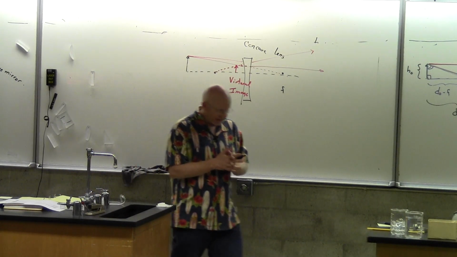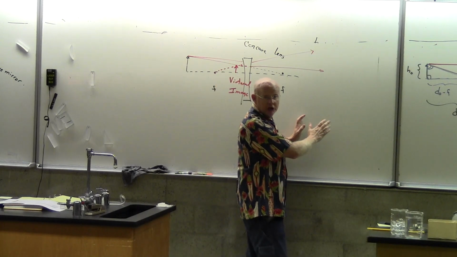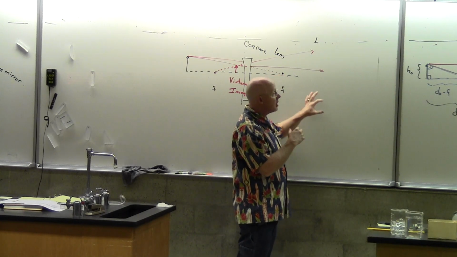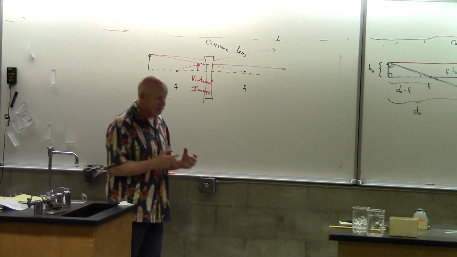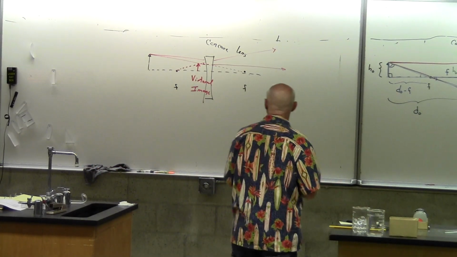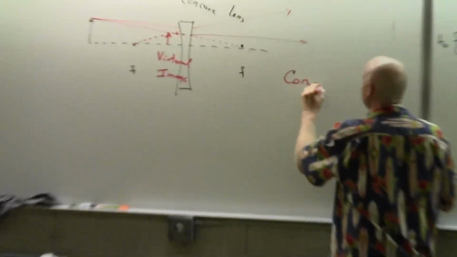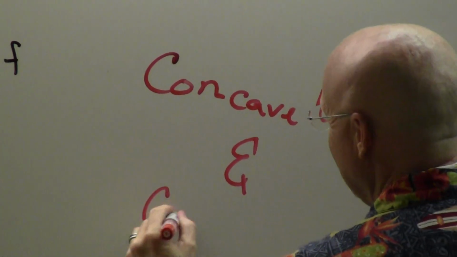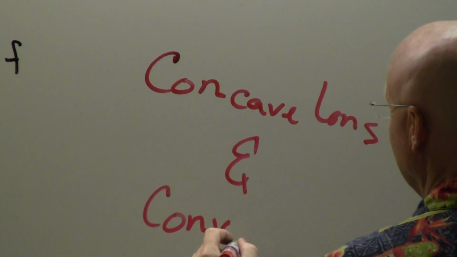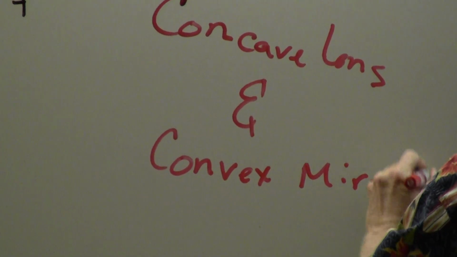Well, since we're out of time, I better call it quits, but I do want to say I didn't quite finish the equation here, but go back to the equation we had for the convex mirror, and so I guess I will put up here that the equation for the concave lens and the convex mirror are the same.